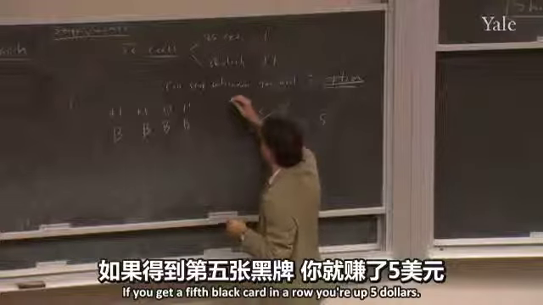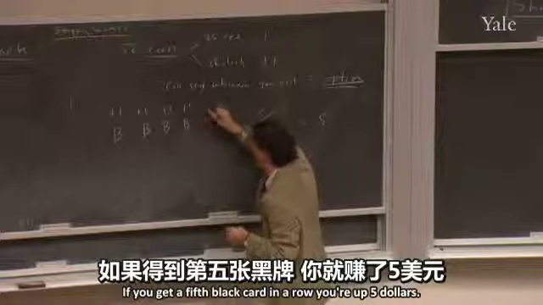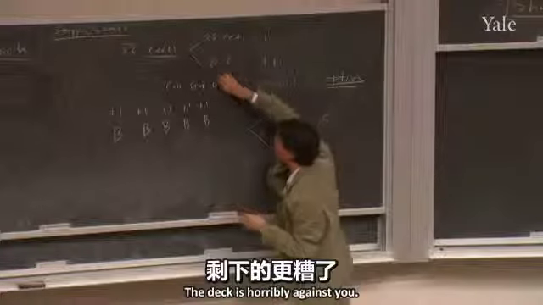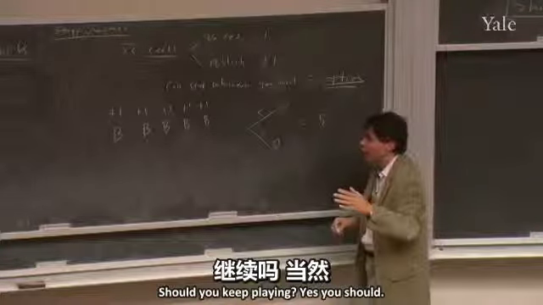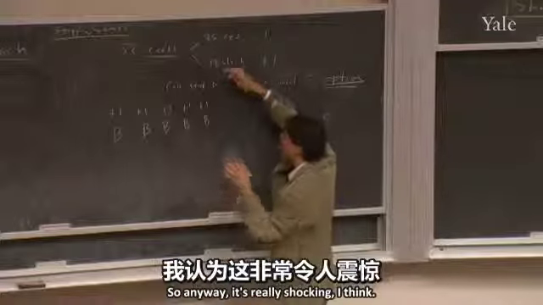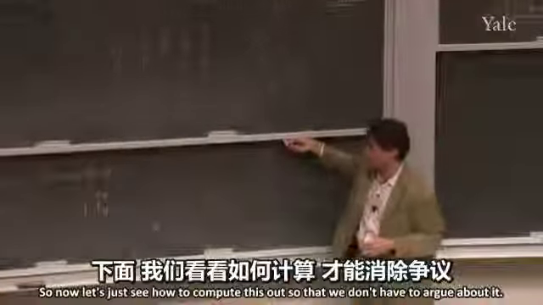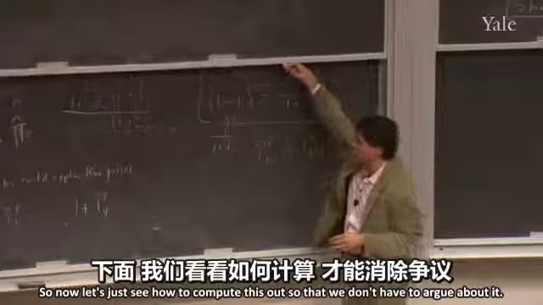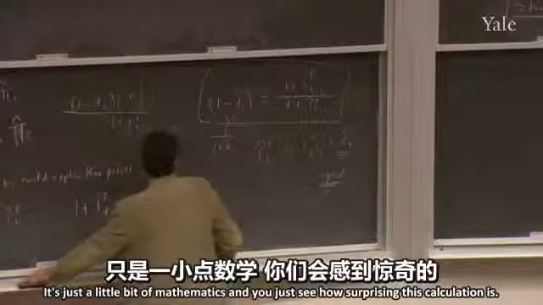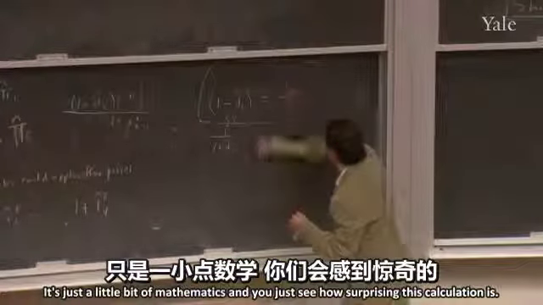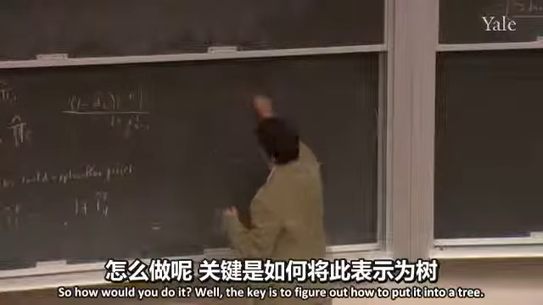Yes, you should. Yes, you can. If you get a 5th black card in a row, you're up $5. The deck is horribly against you. Should you keep playing? Yes, you should. So anyway, it's really shocking, I think, okay? So now let's just see how to compute this out so that we don't have to argue about it. It's just a little bit of mathematics, and you just see how surprising this calculation is. So how would you do it?